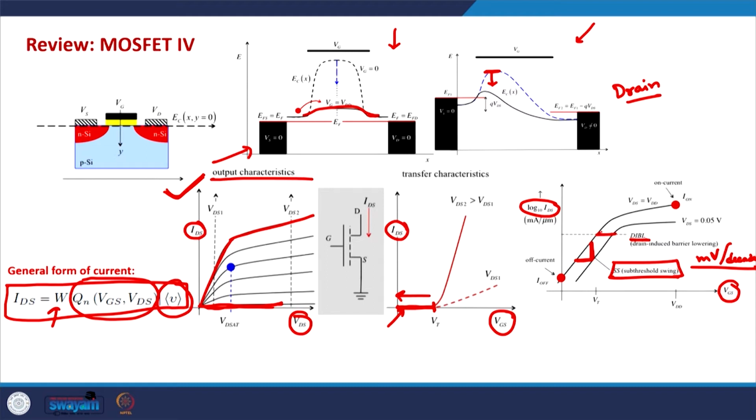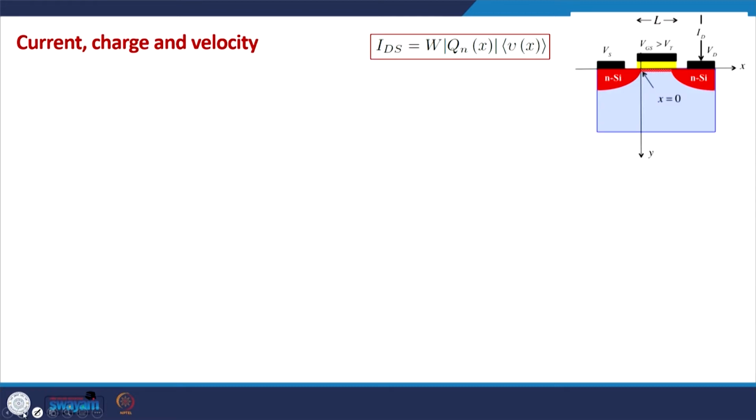to the left side for high drain voltages. So if drain voltage is less, 0.05 volts, the IV curve is on the right side. If the drain voltage is high, VDS is equal to VDD, the curve is shifted to the left side. This is the DIBL. Ideally, we would not like DIBL to be present in our devices.